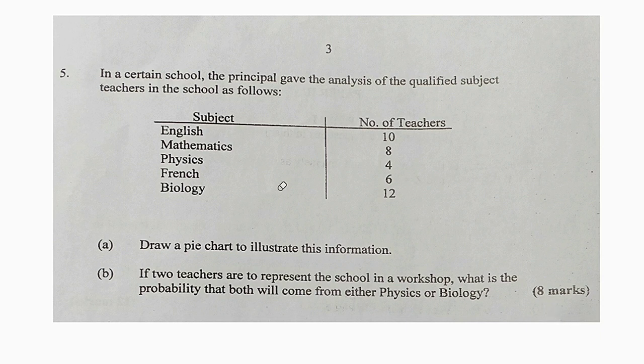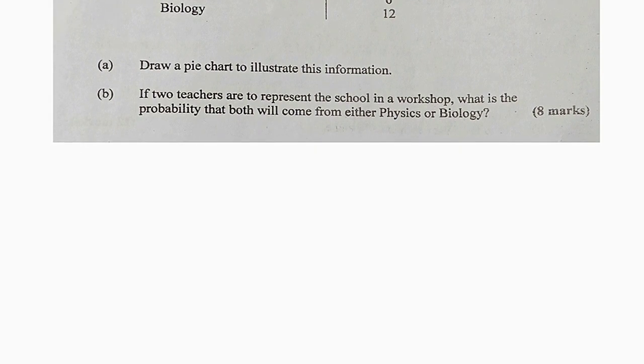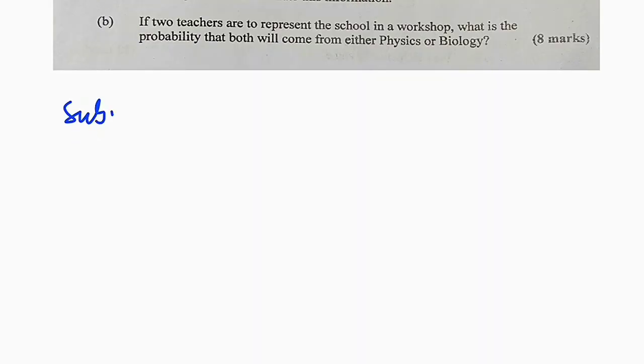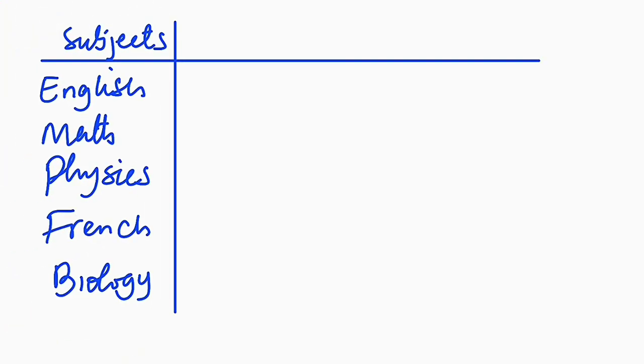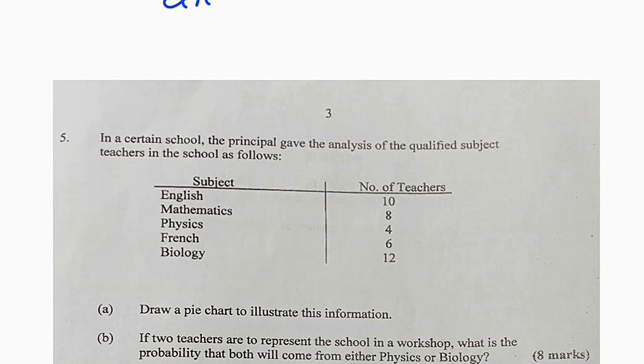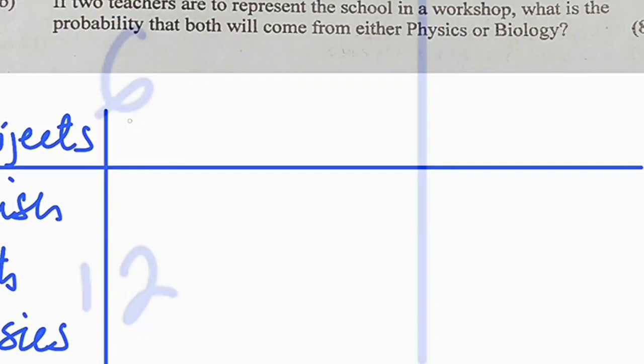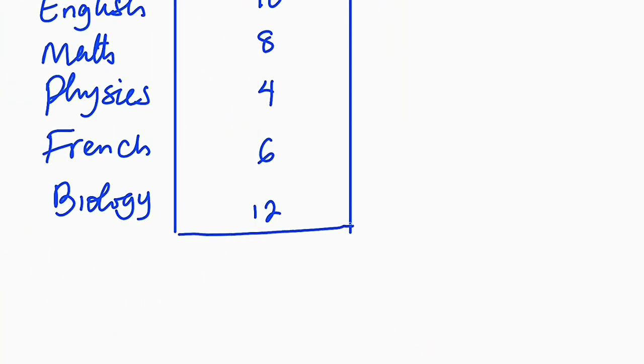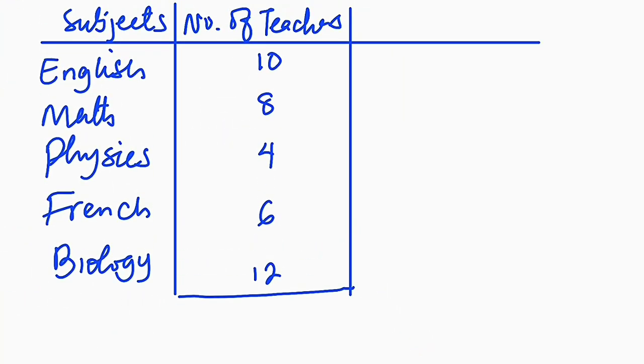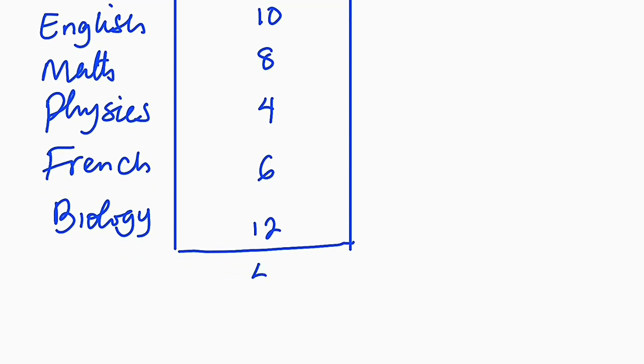All right, a pie chart is nothing but a sectorial representation of data. Therefore, we have to compute those angles respectively. Let's get started. We have the subjects, then the number of teachers. We are going to add all of them together. We have 10 plus 8 plus 4 plus 6 plus 12. All of this will give us 40. You can compute that. This is 40.